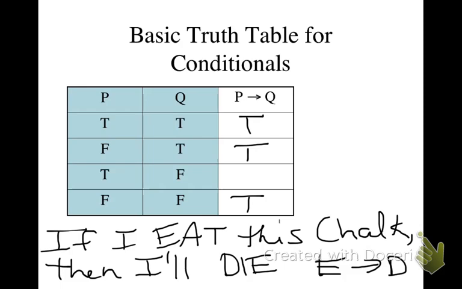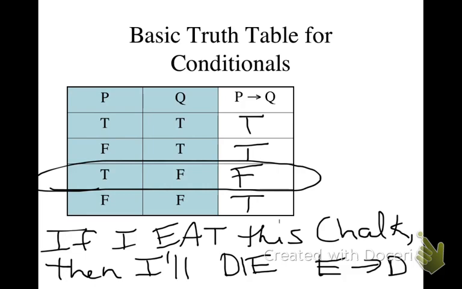Well, if I eat the chalk and I don't die. So if the antecedent is true and the consequent is false, then we know the statement is false. We know that eating chalk doesn't kill me. It might make me feel a little sick, but it doesn't kill me. So that's the thing to remember about the truth table for the conditional: it has only one way in which it's false, and that's if the antecedent is true and the consequent is false.